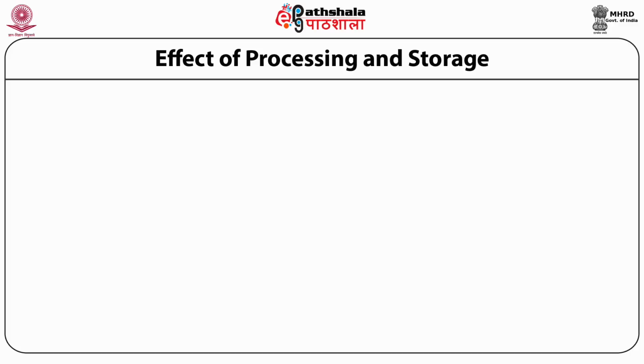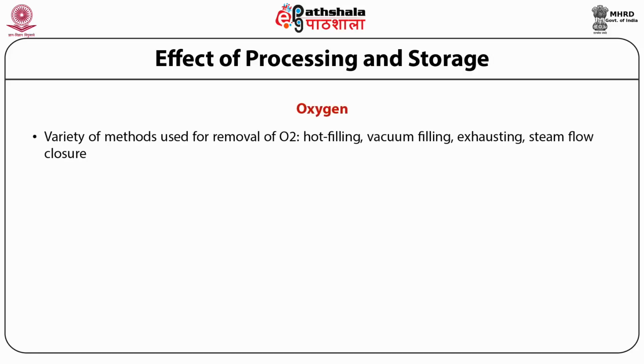Now we will see the effect of processing and storage on corrosion of metal containers. Removal of as much oxygen as possible is an essential part of good cannery practice, and a variety of methods are used: hot filling, vacuum filling, exhausting, closure under vacuum, steam flow closure, and vacuum syruping. Positive control of the headspace volume is also essential.